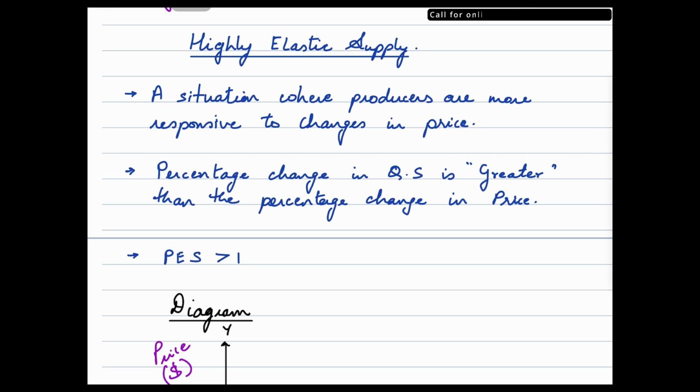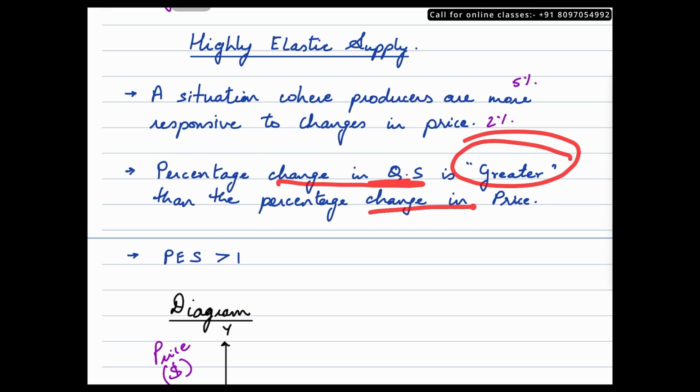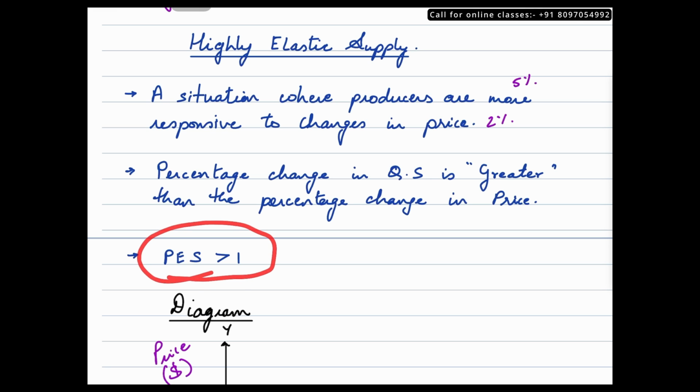So when we talk about highly elastic supply, it is a situation where producers are more responsive to the changes in the price of the commodity. Let us say if the price is changing by 2%, the producers will be able to offer for sale by more than 2%. So it could be 3%, 4%, 5%, anything greater than 2%. Alright, this means that the percentage change in quantity supplied is greater than the percentage change in the price. That makes PES greater than 1.